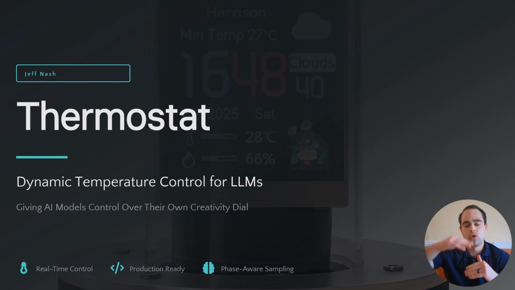So, if you're doing some huge one-shot prompt where you have an ideation phase, a more concrete example phase, and then maybe a summary phase, what if you could actually change the temperature, or the model could decide what temperature to use for each section of that response?